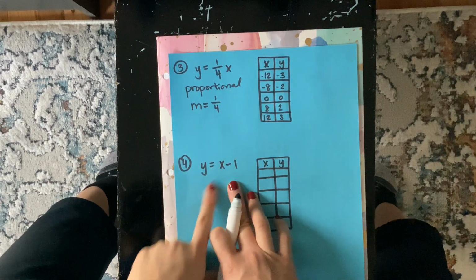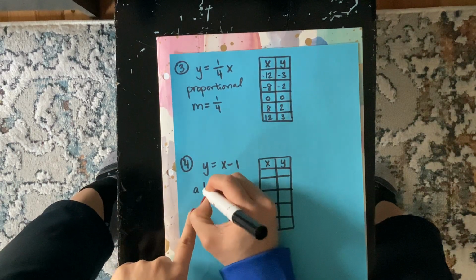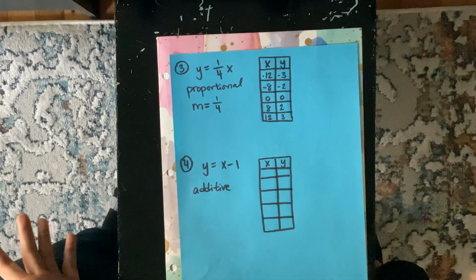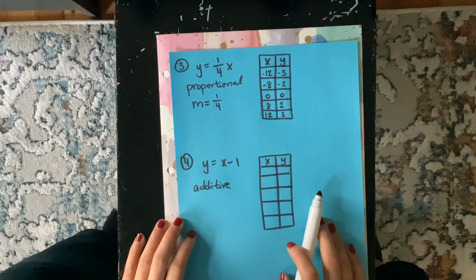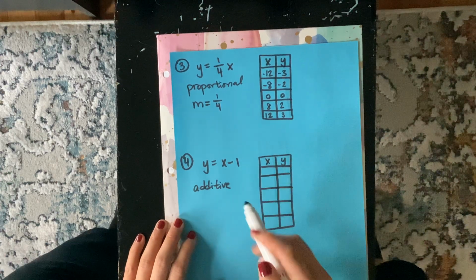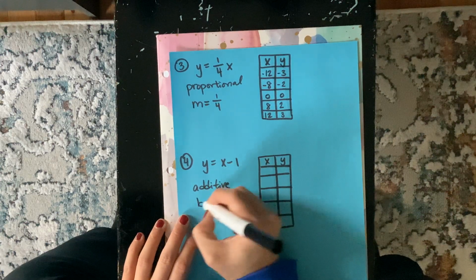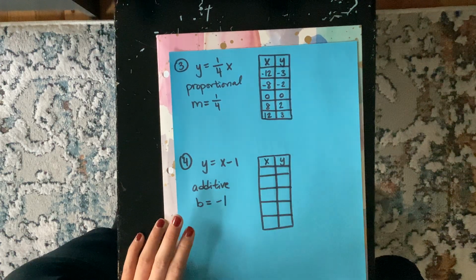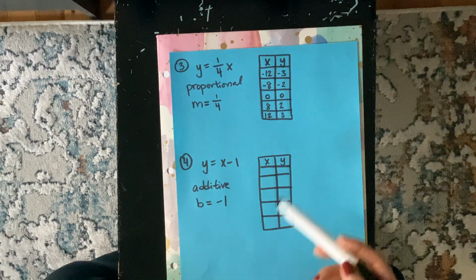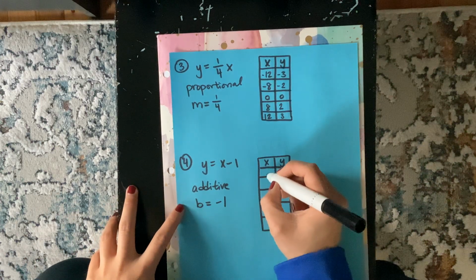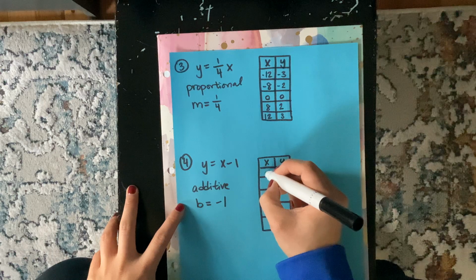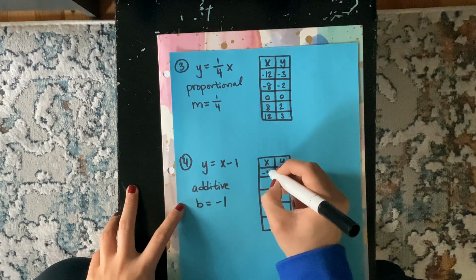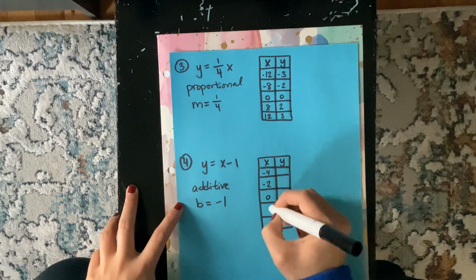This one is additive. Write additive function, whatever you like, which means there's no slope, there's a y-intercept. So we can say y-intercept, or you can write b equals this part right here, -1. Our y-intercept was -1. So pick whatever x values you want, like -4, -2, 0, 2, 4.